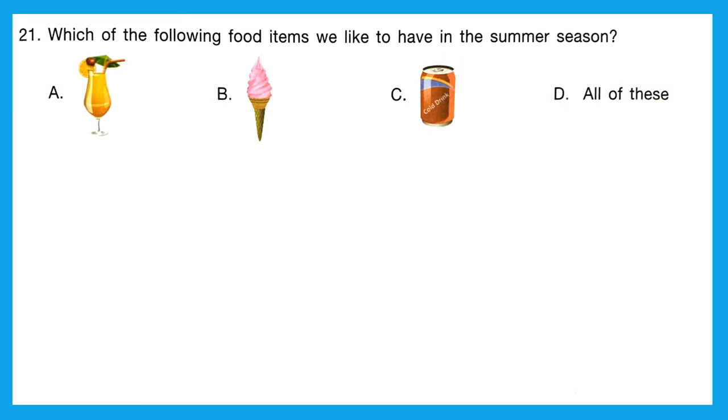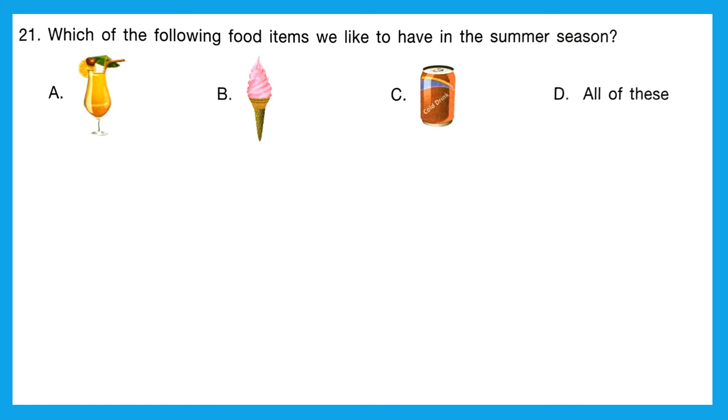Question 21. Which of the following food items we like to have in the summer season? As summer is very hot, we like to eat or drink cold things, right? Option A, juice. Yes, we love to have juice in the summer season. Option B, ice cream. Yes, it's so yummy and we enjoy ice creams in summer season. C, your pop. That's true.